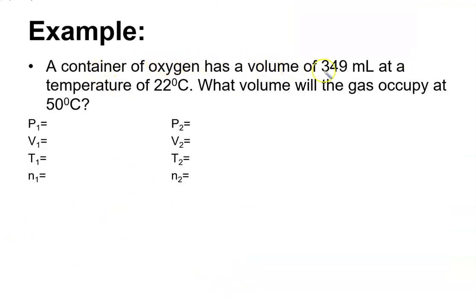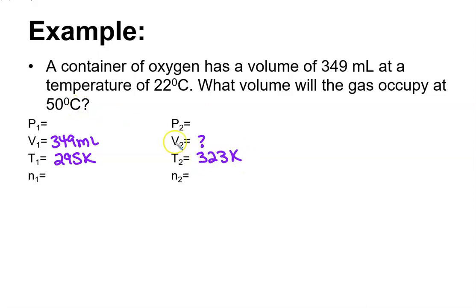A container of oxygen has a volume of 349 milliliters, and it has a temperature of 22. Again, we can't use it as Celsius. We're going to have to use it as Kelvin. So we have to add that 273, so we get 295 Kelvin. What will the gas occupy volume-wise if we change that temperature? So we're making this hotter, so we should see that volume increase because they're directly proportional. So if I add 273 to that, we get 323.